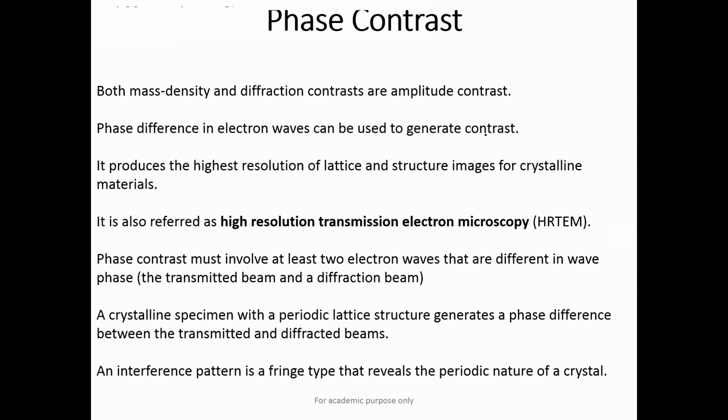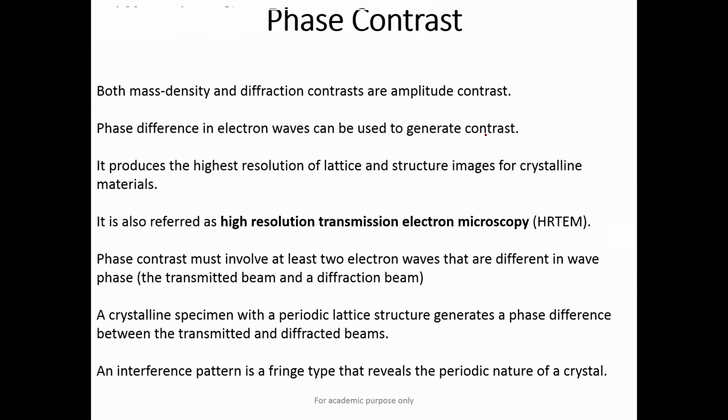Now let's come to phase contrast. In the TEM, we have seen two kinds of contrast. First was mass density and then diffraction contrast. Both depend upon the amplitude of the de Broglie wave associated with the electron beam. The de Broglie wave also has phase information, so we haven't used this.